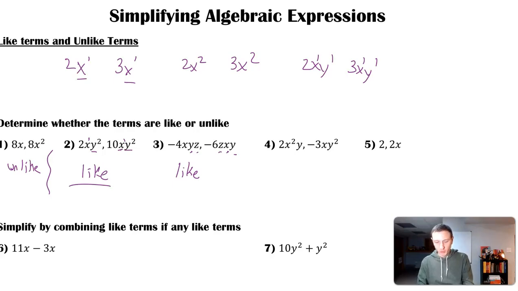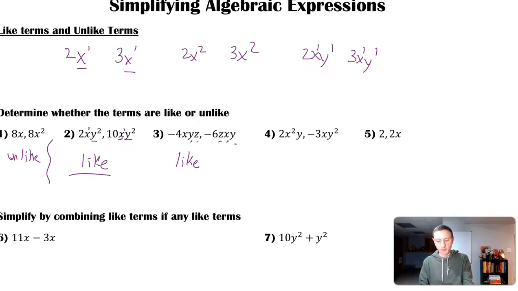Number 4, 2x squared y and negative 3xy squared. So in this case, x to the second, x to the first, not even like terms. I'm not even going to look at the y because I have x squared and x to the first, so they are not like terms.